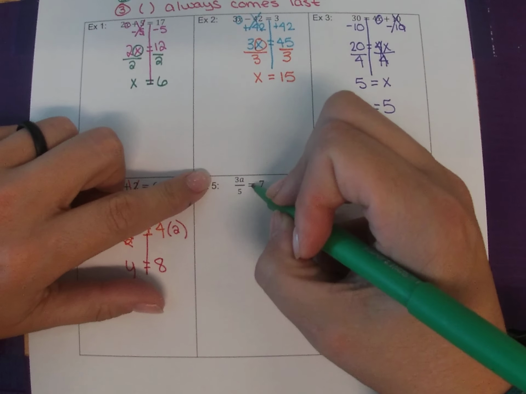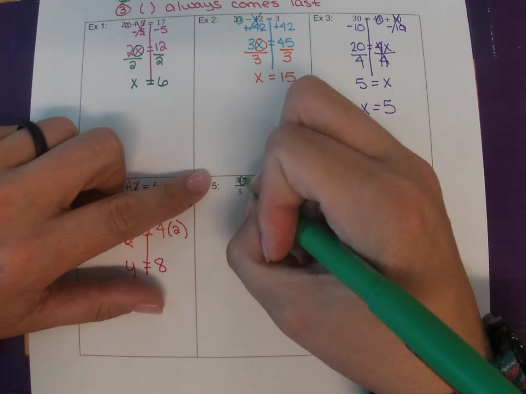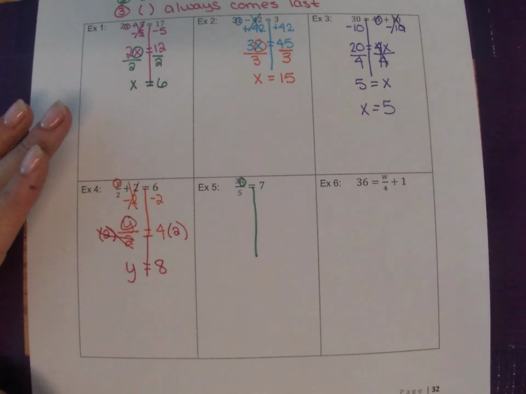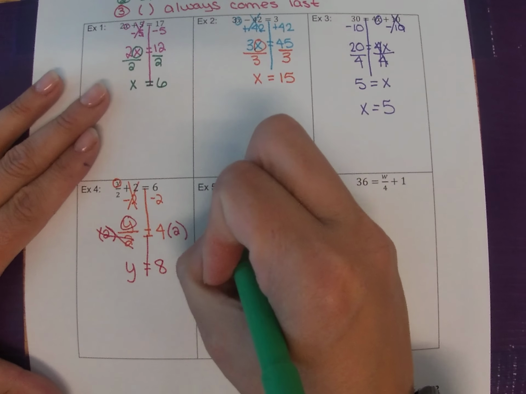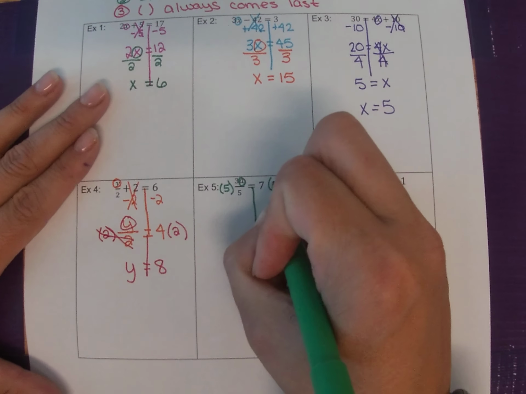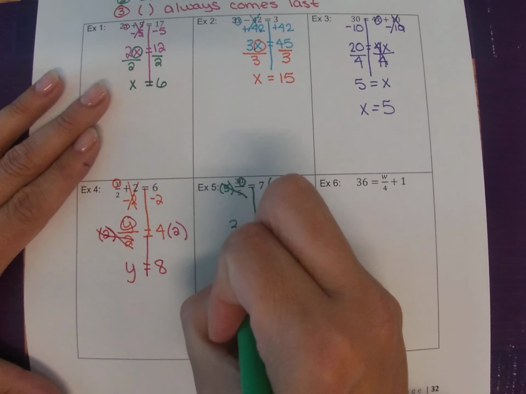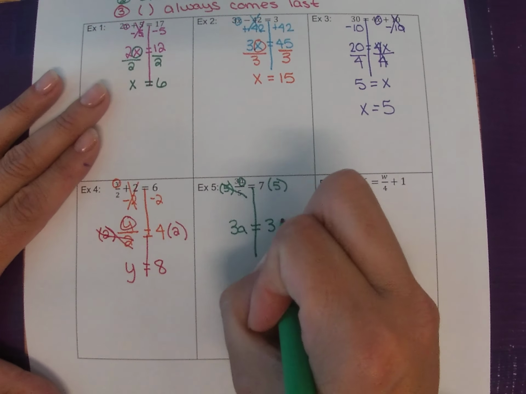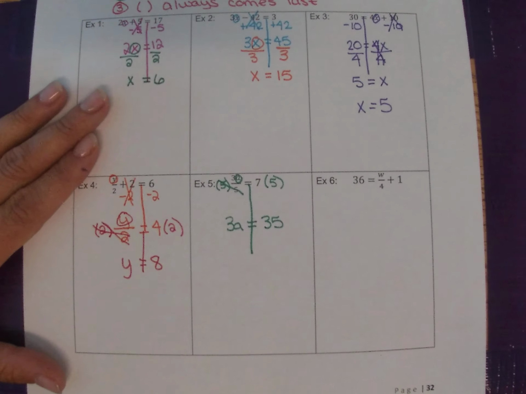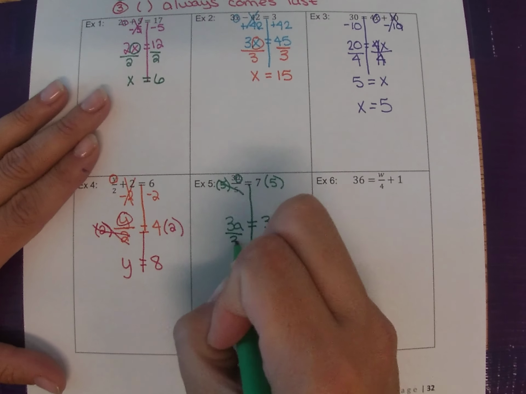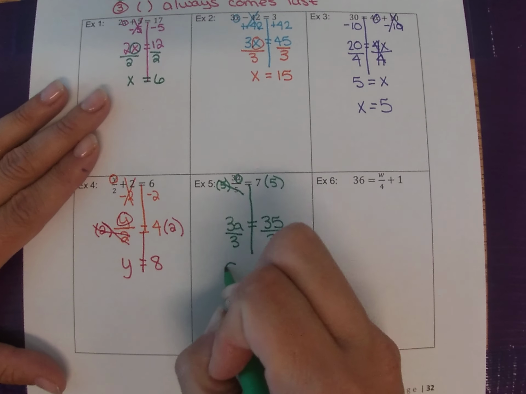So if we look at number 5, draw my line, here's my variable. You actually can choose to move either one of these first. Now, my students find it easier to move this denominator first. So we're going to undo dividing by 5 by multiplying by 5, on each side. So those 5's cancel, and that leaves me with 3a equals 35. And then I'm going to undo the multiplication.